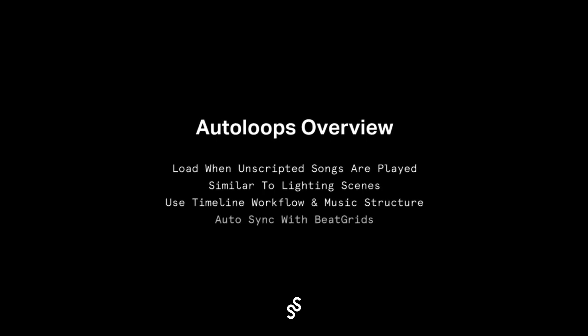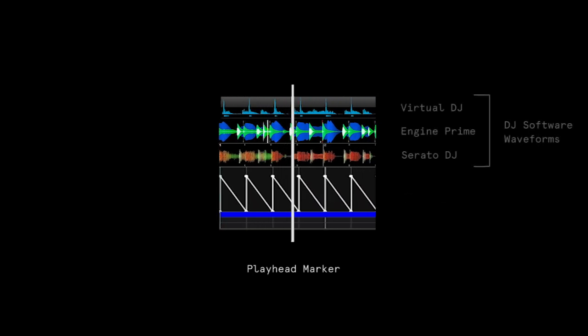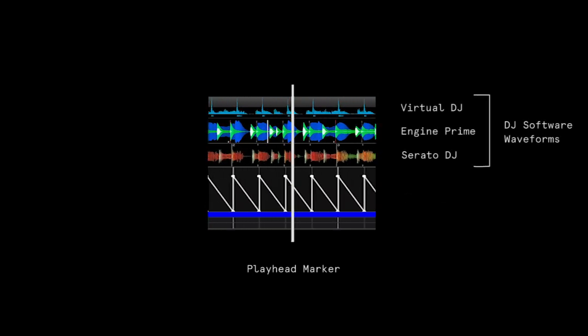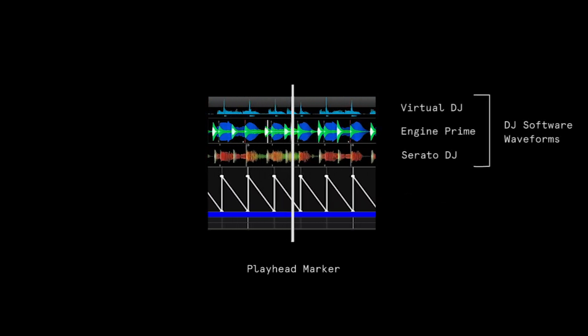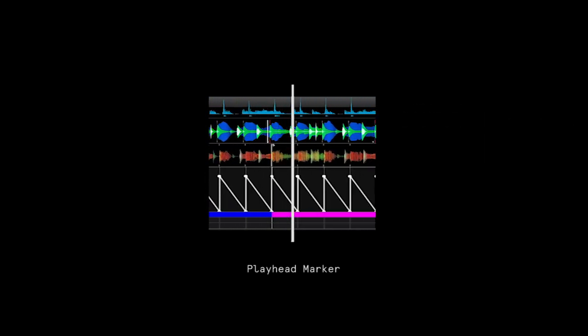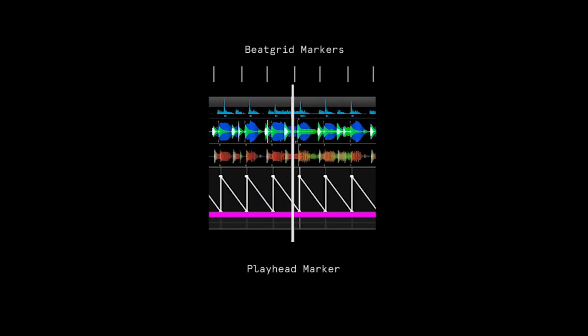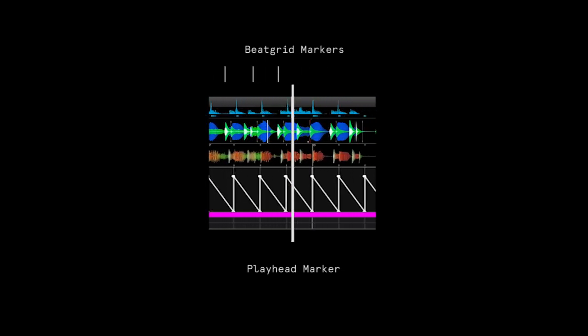Autoloops will automatically sync with the beat grid coming from your DJ software or music performance hardware. Here, we show Autoloops playing in sync with the waveform coming from DJ software. Autoloops work the same whether you use Virtual DJ, Engine Prime, or Serato DJ. As you can see, the beat grid markers, the Autoloops, and the waveforms are all playing in time.